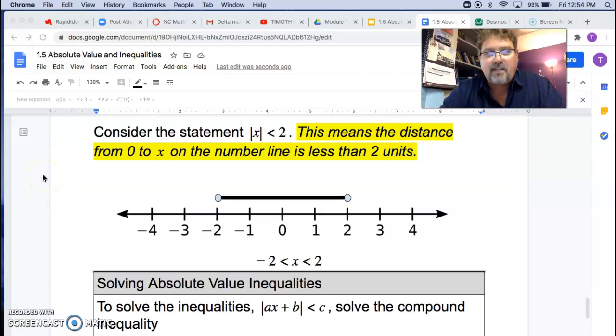Hey guys, welcome back to the second part of solving absolute value inequalities. We're going to talk about the case where absolute value of x is less than a number.